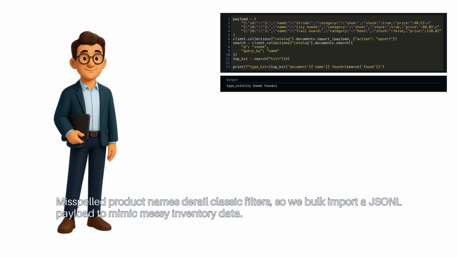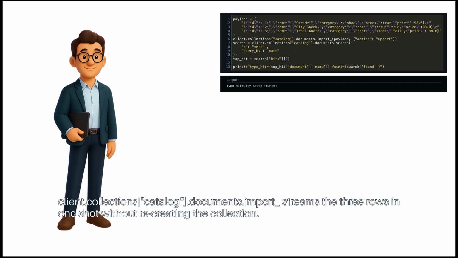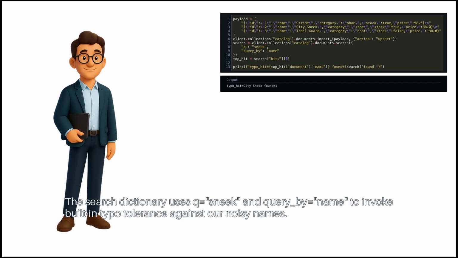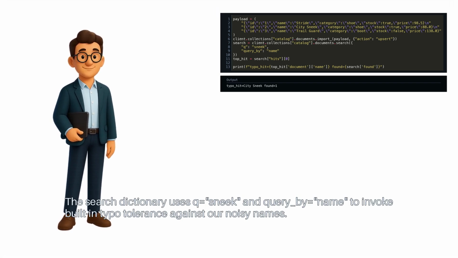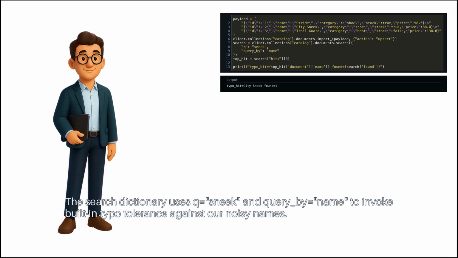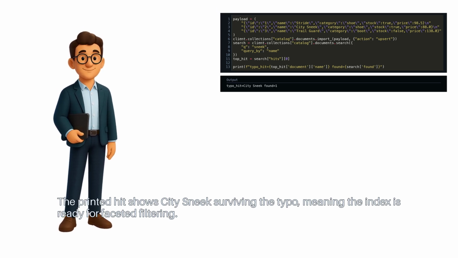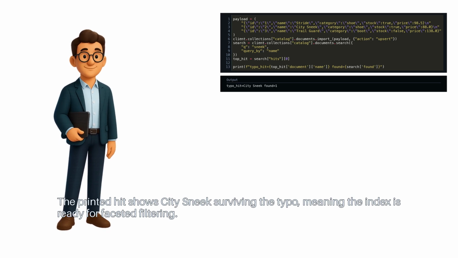Misspelled product names derail classic filters, so we bulk import a JSONL payload to mimic messy inventory data. client.collections["catalog"].documents.import_ streams the three rows in one shot without recreating the collection. The search dictionary uses q equals "sneak" and query_by equals name to invoke built-in typo tolerance against our noisy names. The printed hit shows City Sneak surviving the typo, meaning the index is ready for faceted filtering.